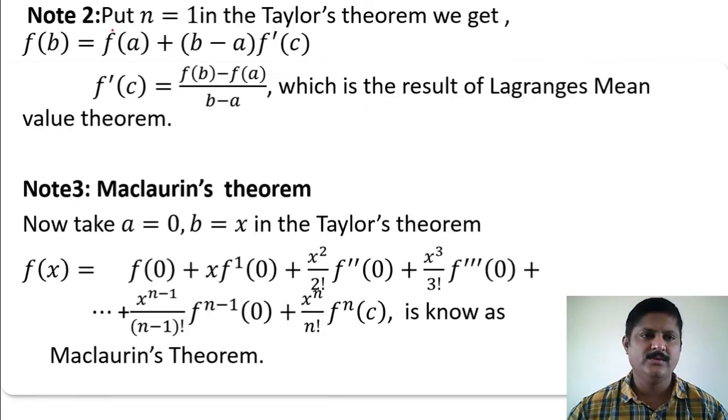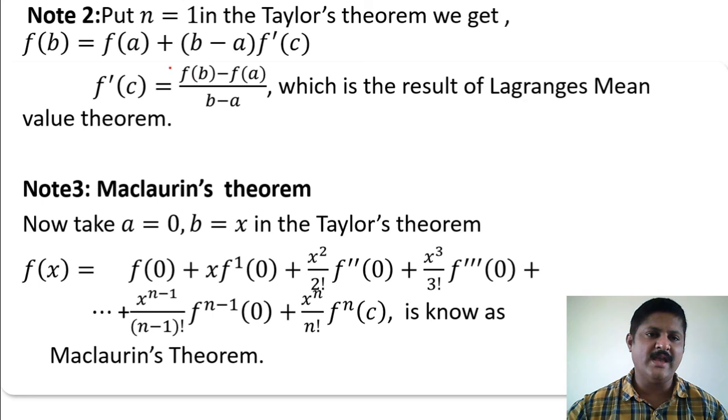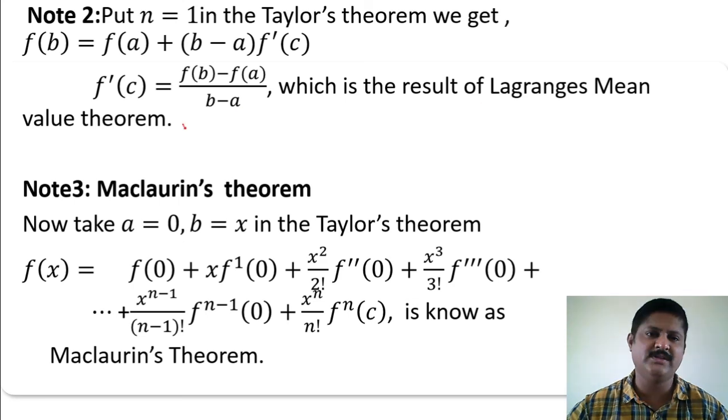h). Note 2. Put n equals 1 in Taylor's theorem. We get f(b) equals f(a) plus (b minus a) into f'(c), which implies f'(c) equals (f(b) minus f(a)) divided by (b minus a), which is the result of Lagrange's mean value theorem. Therefore, if you take n equals 1 in Taylor's theorem, we get Lagrange's mean value theorem.